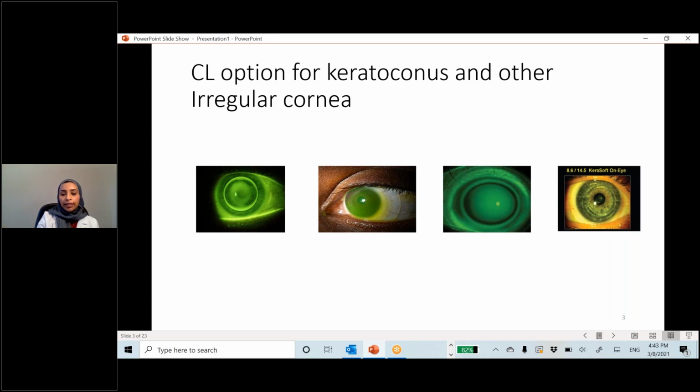And that masks the irregularity, and that's how the patient is able to achieve their visual rehabilitation with these lenses. So how do soft contact lenses fall into play? We are going to describe the traditional soft contact lens and just highlight what's unique about the Kerasoft IC lens design.